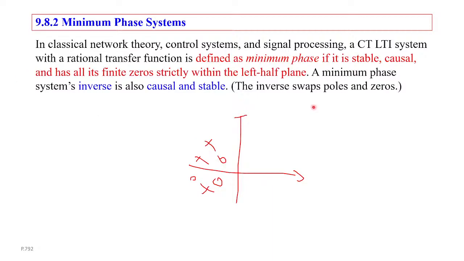And when you take the inverse of a system, let's just think about its original system. If you take the inverse, then big H becomes 1 over big H, and it will swap all the poles and zeros, so zeros become poles, and poles become zeros. So all those zeros should also be on the left hand side, so the inverse will also be causal and stable. So that's the minimum phase system. It has its poles and zeros on the left hand plane, well, all the finite zeros.